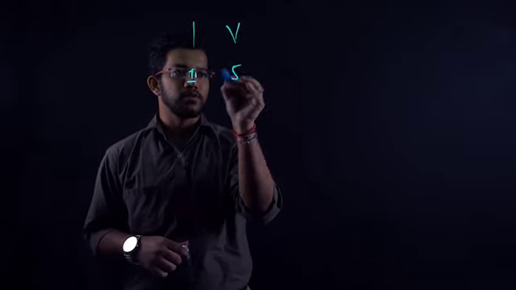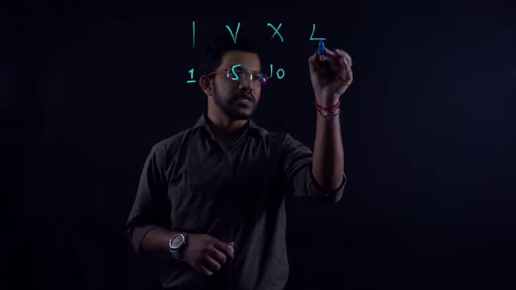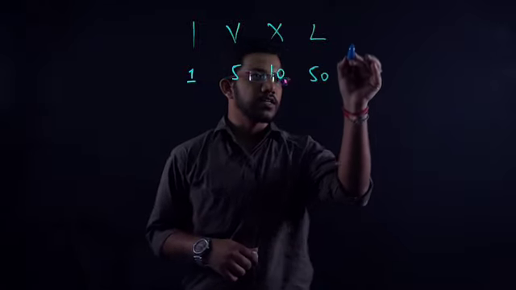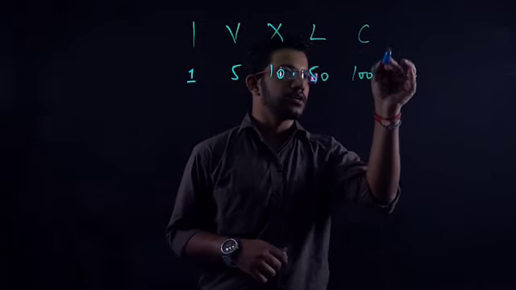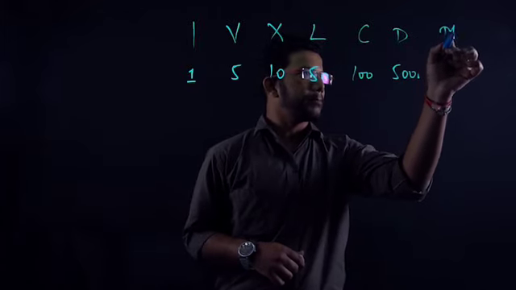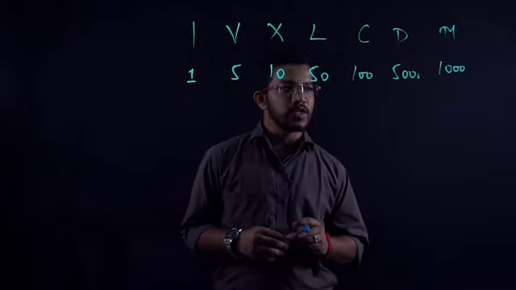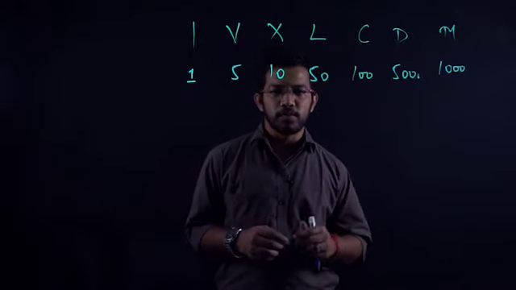Now, the Romans used 7 letters to denote various numbers. Now, we'll just see which were the 7 letters. They used I to denote the number 1. Then they used V to denote the number 5. They used X to denote the number 10. They used L to denote the number 50. C to denote 100. D to denote 500. And M to denote 1000. Using these letters, we can denote any number in Roman numerals.